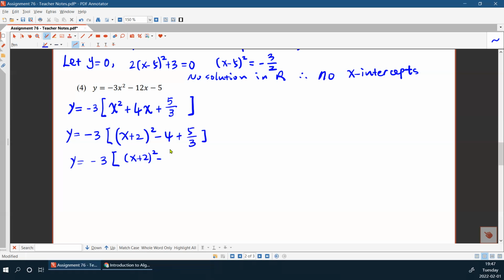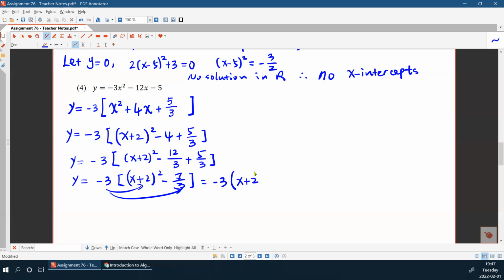That means negative 4 is negative 12/3, then plus 5/3. And then y equals negative 3 times (x plus 2) squared, negative 7/3. And then we can multiply the 3 inside brackets, which will get us negative 3 times (x plus 2) squared, and then plus 7, right? Negative will get us positive 7. So that means the coordinates of the vertex is negative 2 and 7, right?